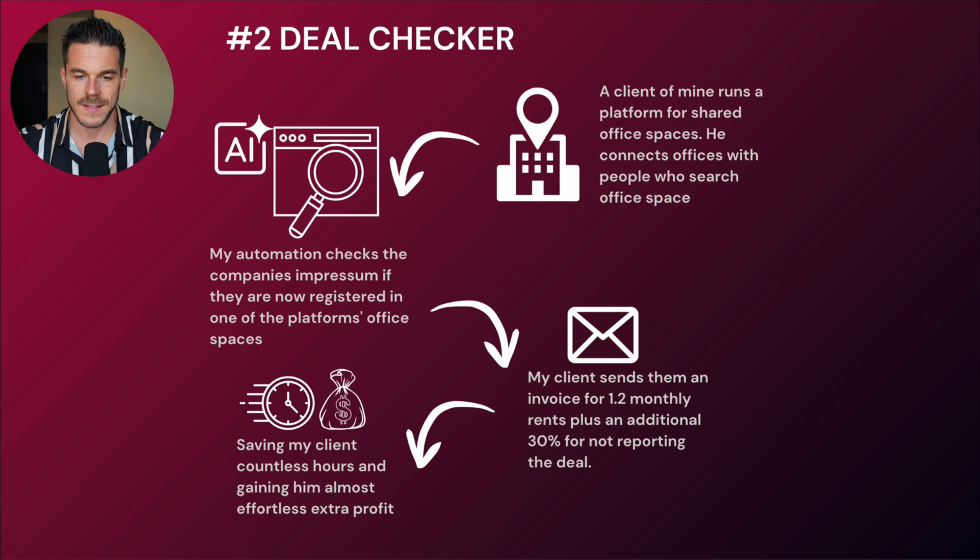And my automation checks the company's impressum if they are now registered in one of the platform's office spaces. My client sends them then an invoice for 1.2 monthly rents plus an additional 30% for not reporting the deal. And in the end, it saves my client countless hours for manually checking the impressum pages of all these people searching for office space, and it also gives him almost effortless extra money, extra revenue, because my scraper just runs 24/7 and it is super cheap.